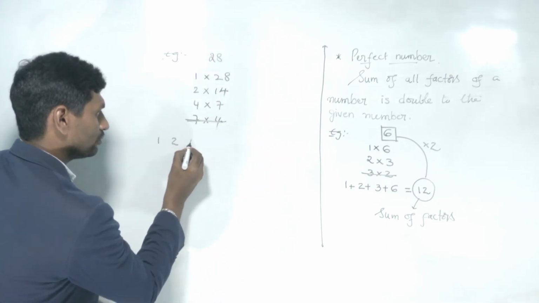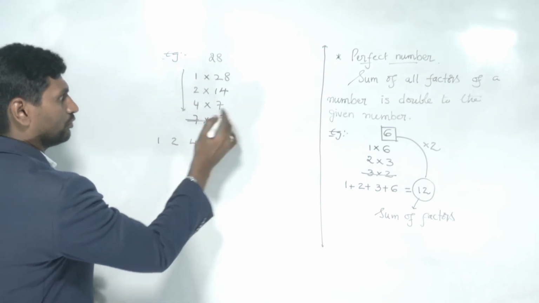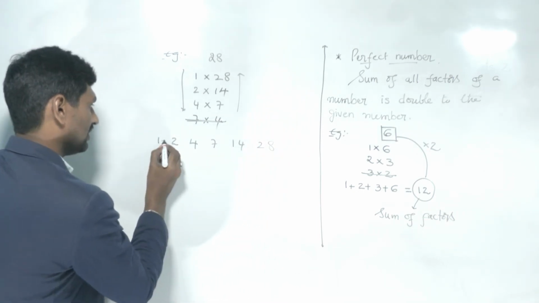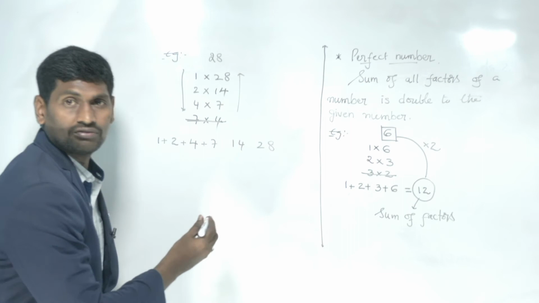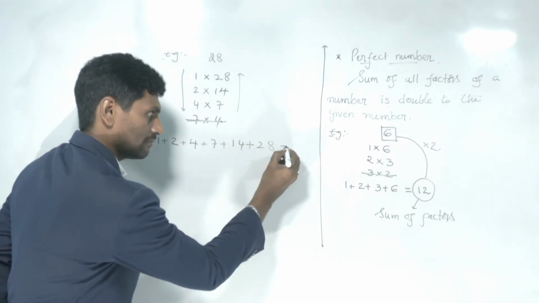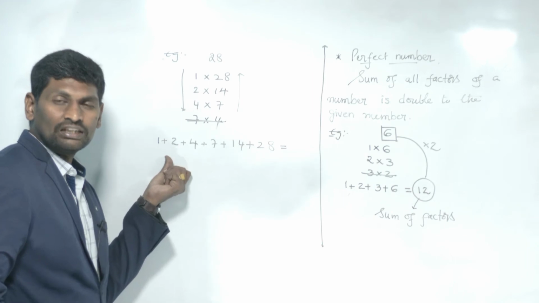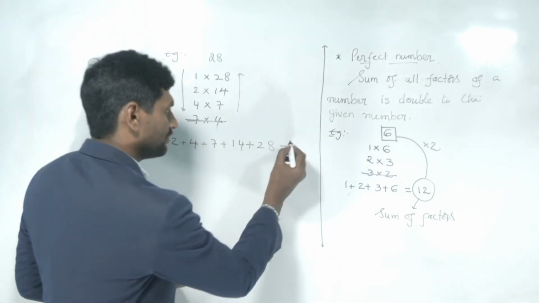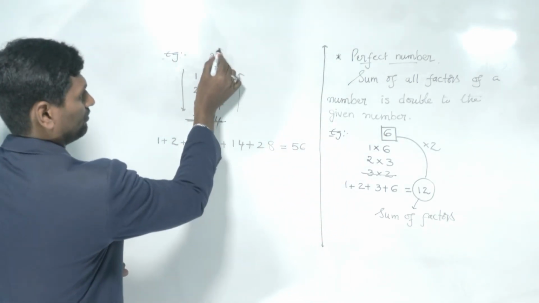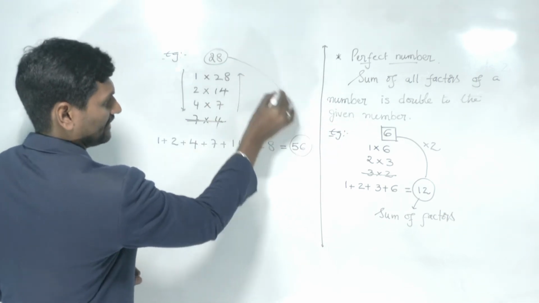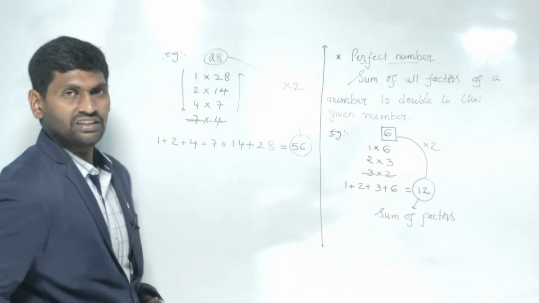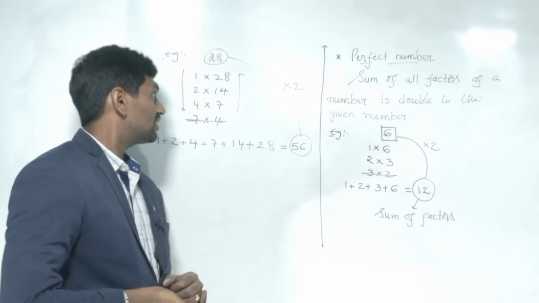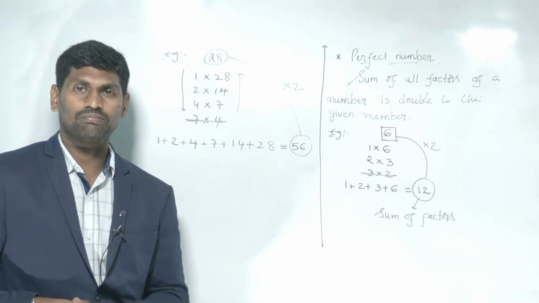So what are the factors? 1, 2, 4, 7, 14, 28. Add all of them. 1 plus 2, 3, 3 plus 4, 7, 7 plus 7, 14, 14 plus 14, 28, 28 plus 28 is 56. So this 56 is exactly twice the given number. So we can say that 28 is also a perfect number.